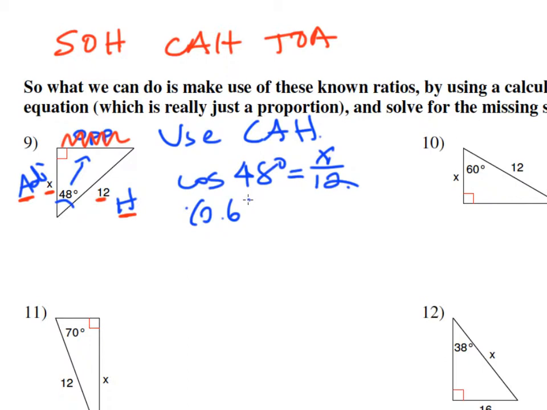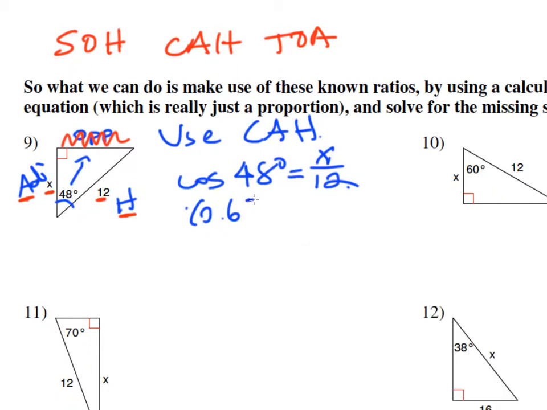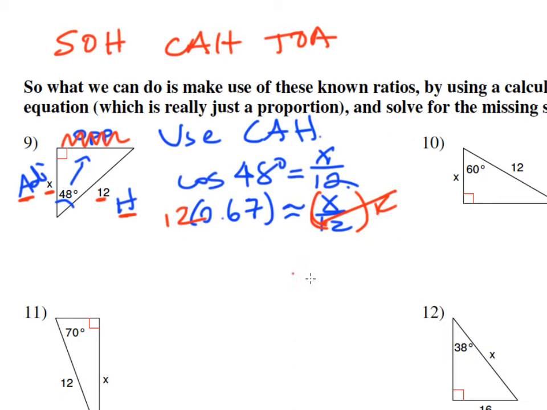0.6, 0.669, so 0.67. I'm going to round that off. It is x over 12. All right, we get x by itself. We multiply both sides by 12, and we get our answer. So let me just multiply this by 12. 8.029. We're going to take that 9, it rounds it up, so 8.03. 8.03 for x.